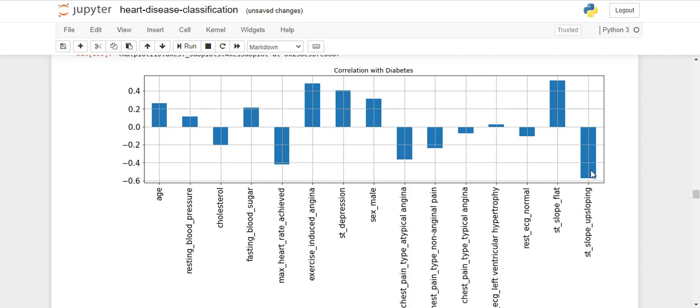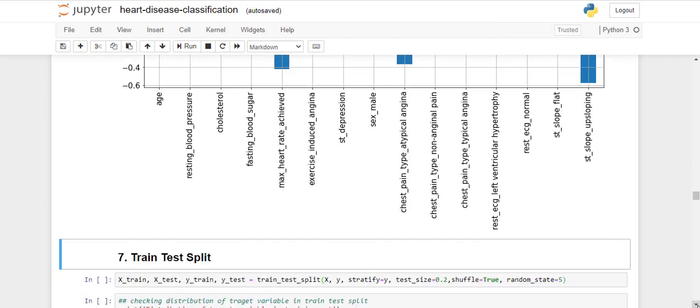Okay, so some of the positively correlated variables are age, resting BP, fasting blood sugar, exercise induced angina, ST depression, sex male, and ST slope flat. And the most negatively correlated variable is ST slope upsloping. Okay, so we get the idea how these are correlated.